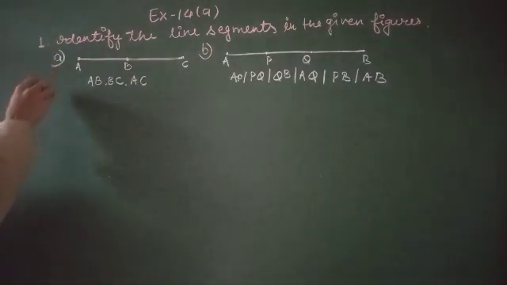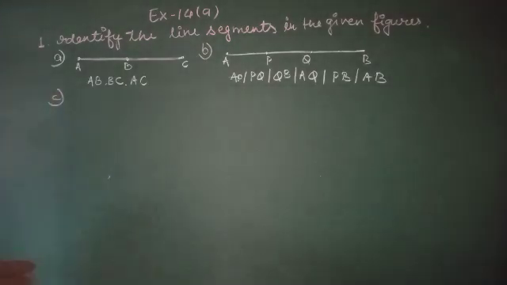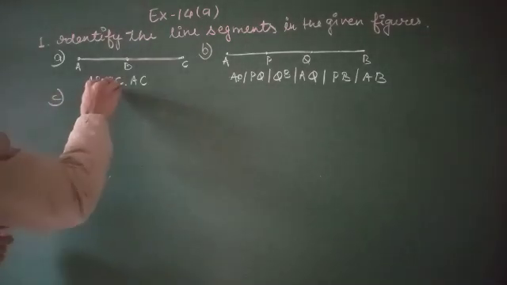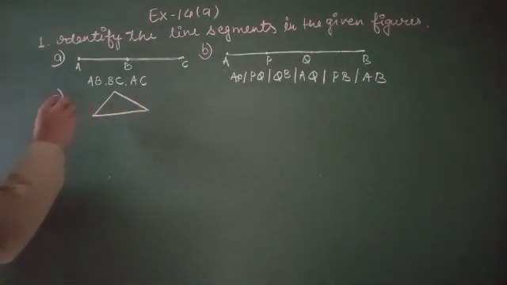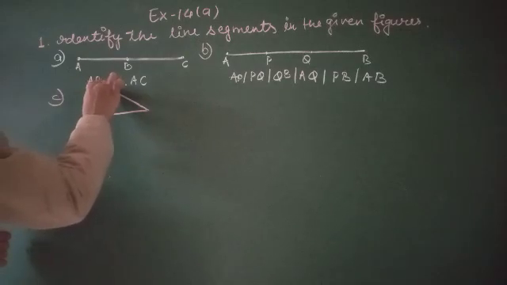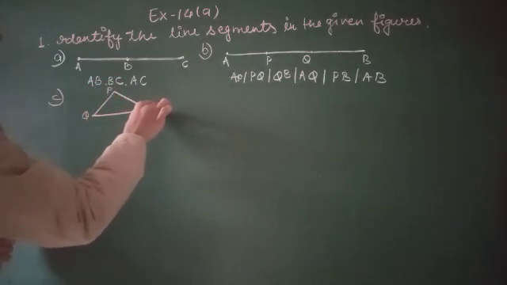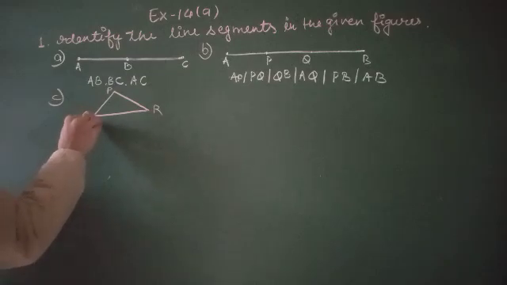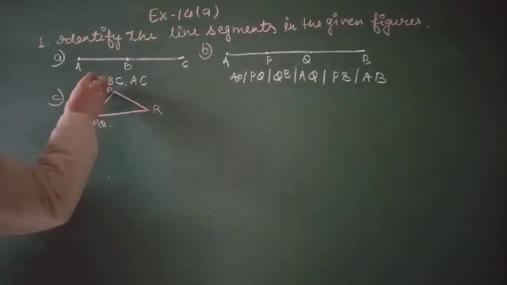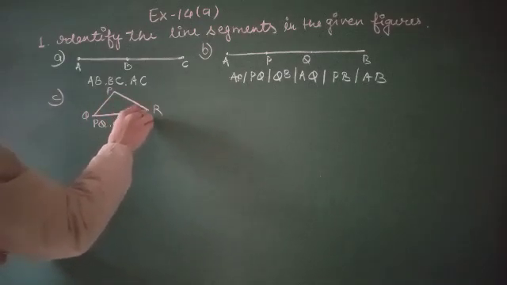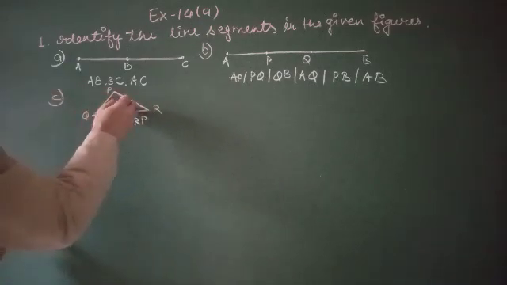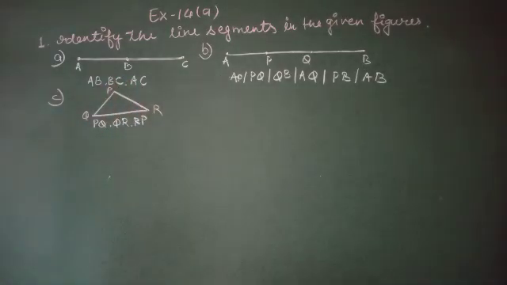Now the next question is question number C, and in question number C there is a triangle and this triangle is PQR. The line segments are PQ, QR and RP. We know that a triangle has three line segments. These are PQ, QR and RP.